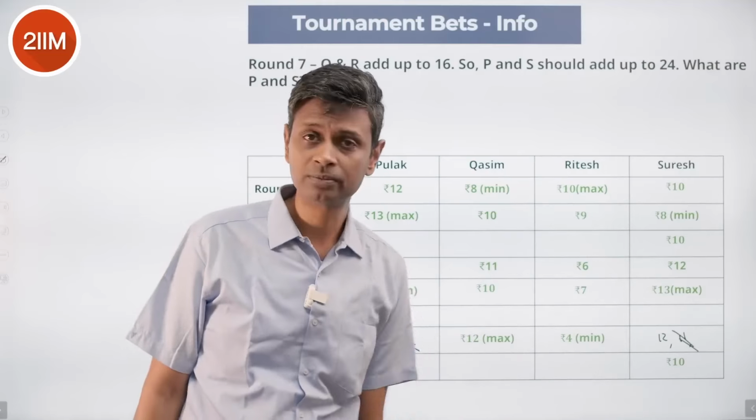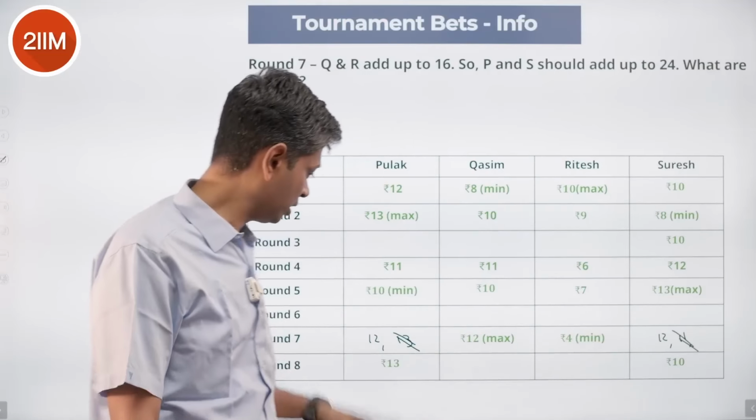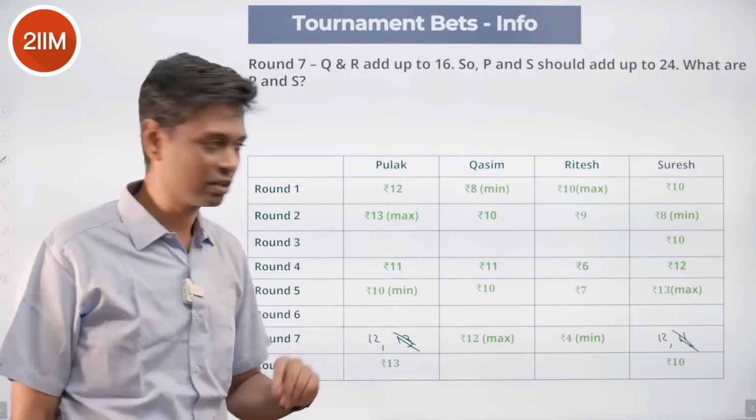12, 12, 4, 12. This is the minimum. 12 goes to 10. 12 goes to 13. And then we figure out the rest. Nice.